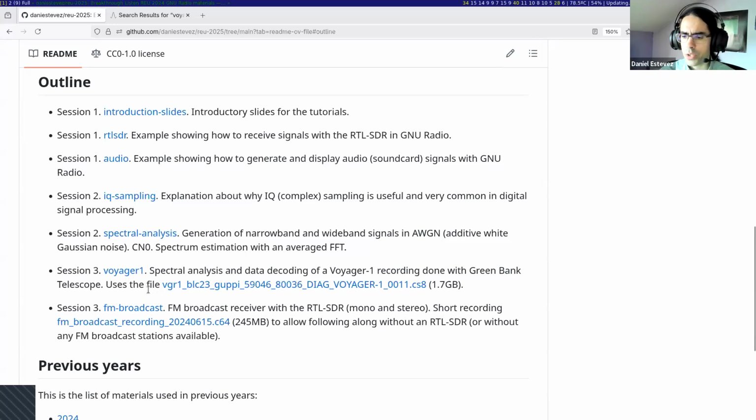We are going to do this as an application of the spectral analysis we did last week. We are going to compute the spectrum of the recording and see where the Voyager signal is, and also see how it changes in frequency over time because of the Doppler drift, which is mostly due to the Earth rotation, right? So everything is in this folder. You should have also the file if you click the link.